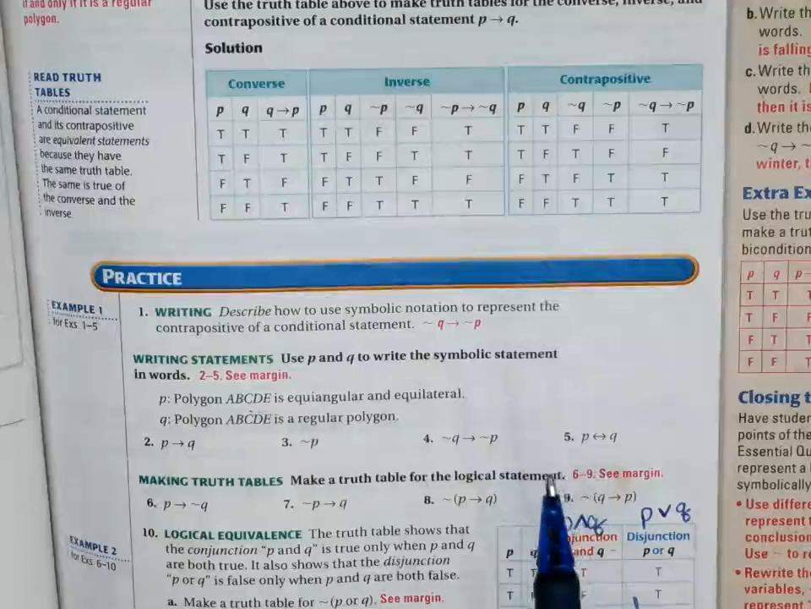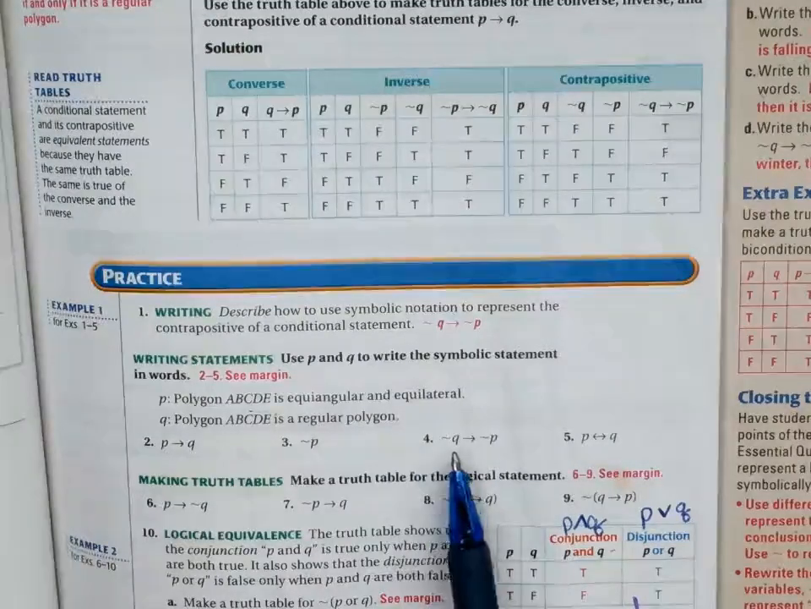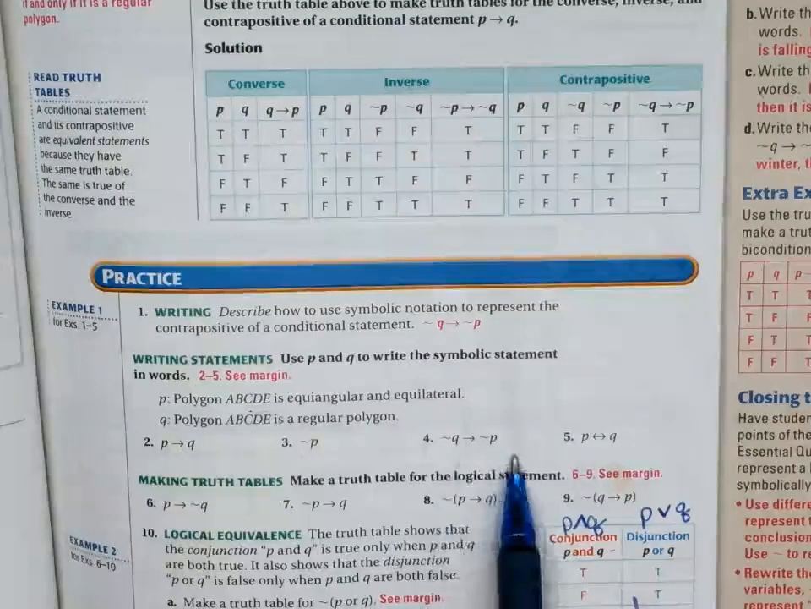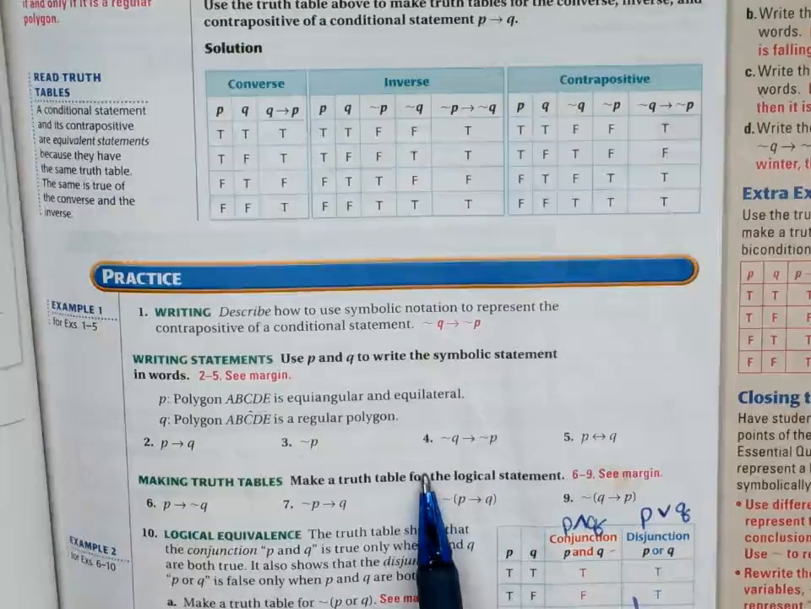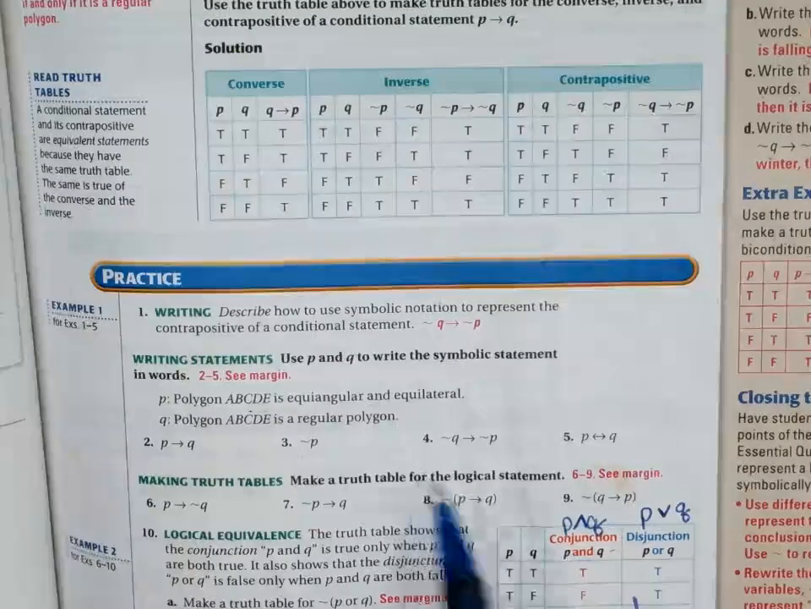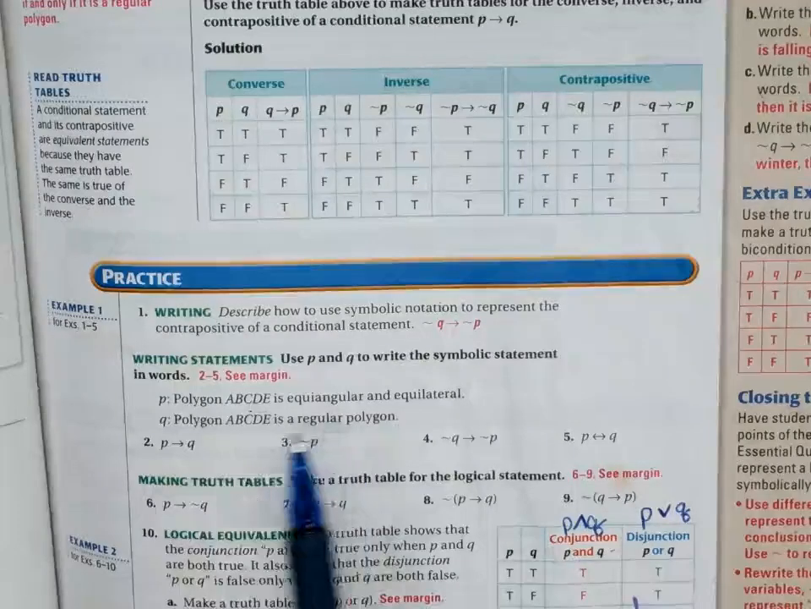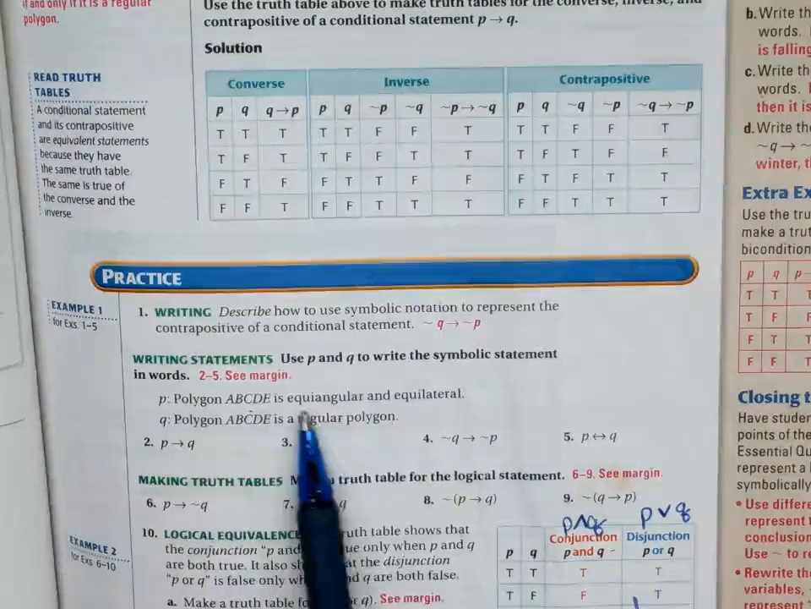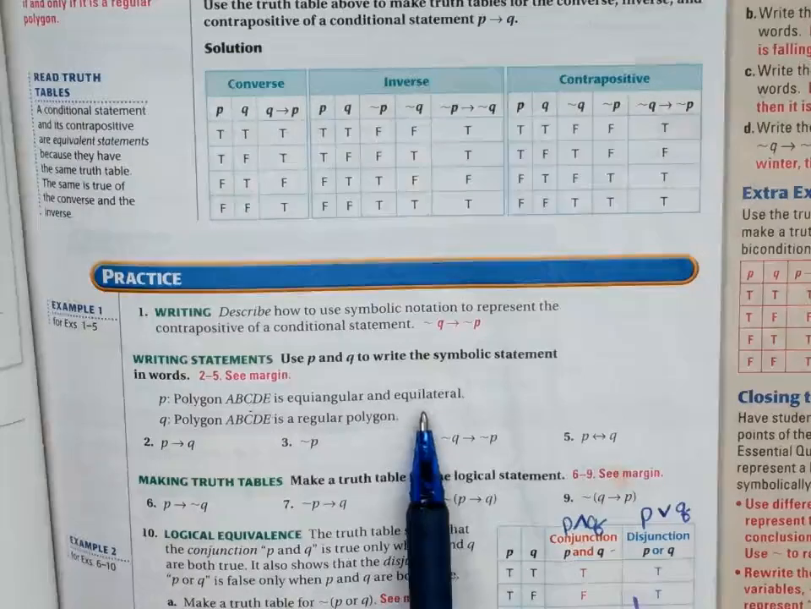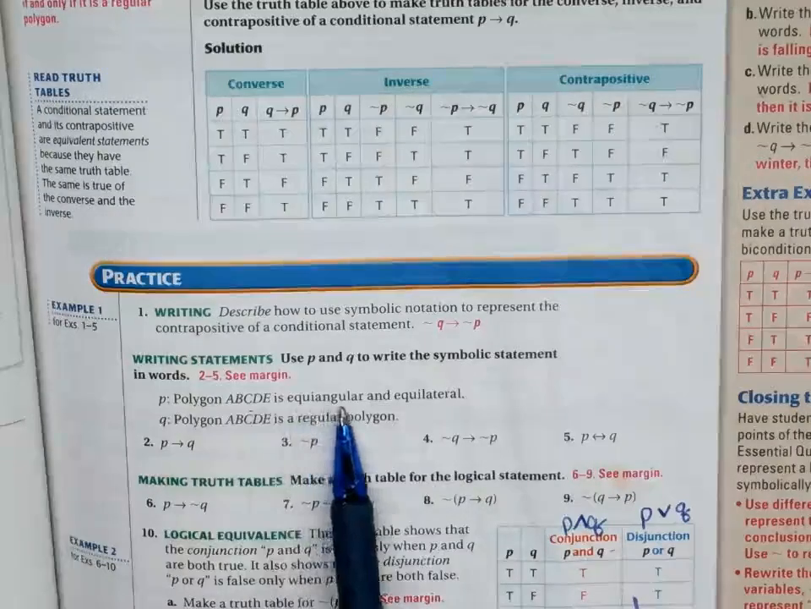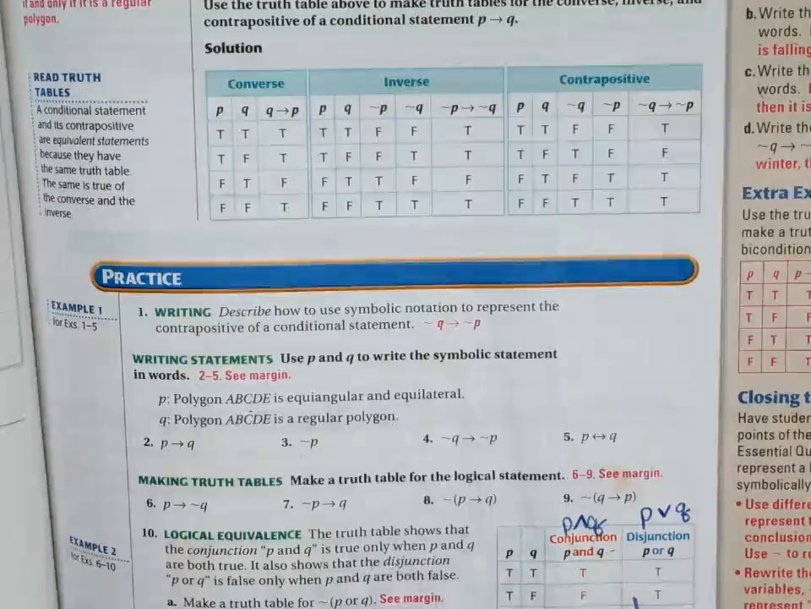All right. For number 4, if not Q, then not P. So the contrapositive, right? If not Q, then not P. Who wants to try this one out? She said if polygon ABCDE is not a regular polygon, then polygon ABCDE is not equiangular and equilateral. Wonderful. All right, and then number 5.